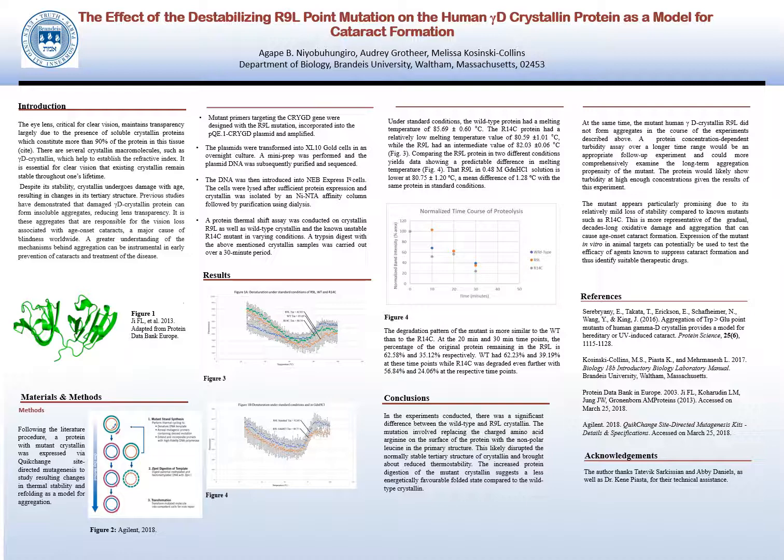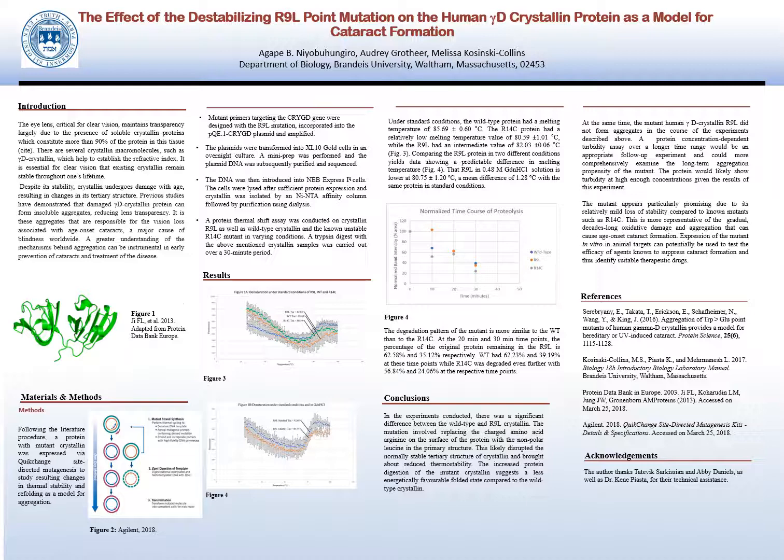Now, what we were interested in in the lab was examining the effect of a given mutation on human gamma D-crystallin, and specifically if we could mimic the oxidative damage that takes place over the course of decades. So we designed a mutant protein, or mutation, expressed the protein, and subjected it to a series of tests.